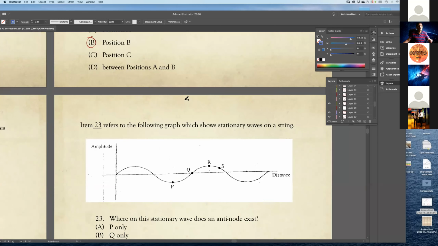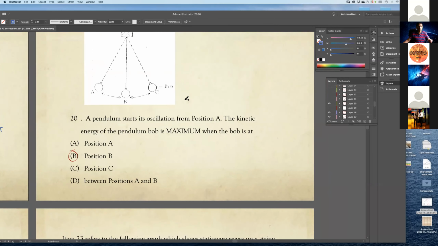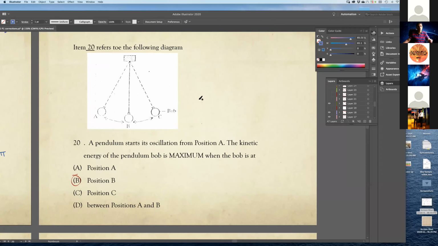Where number 20 gone? Oh. You sure I missed that one, Doug? I don't think I had finished. Explain it.